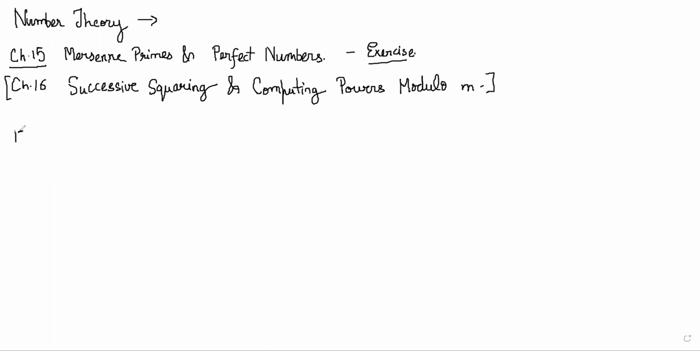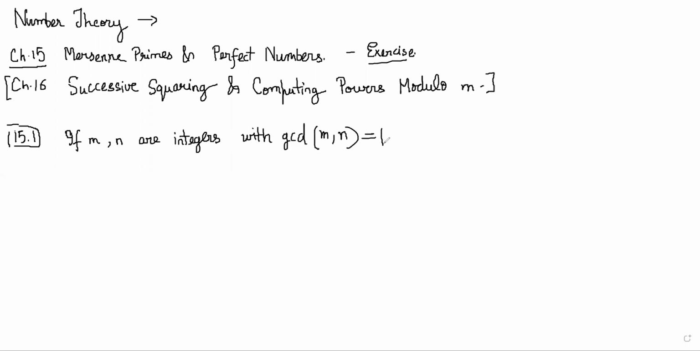15.1, I think you would have gotten it. You understood 15.1? Actually, I still have a doubt. Okay. If m and n are integers with GCD of m and n equal to 1, you have to prove that sigma of mn is equal to sigma of m multiplied by sigma of n.